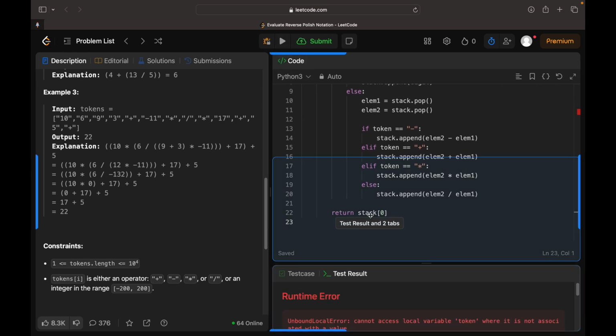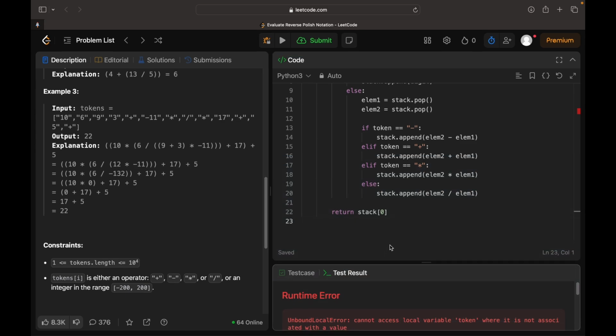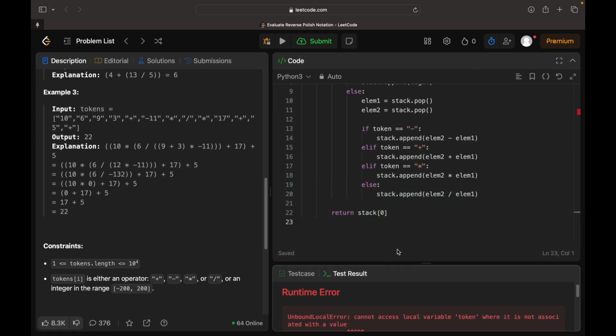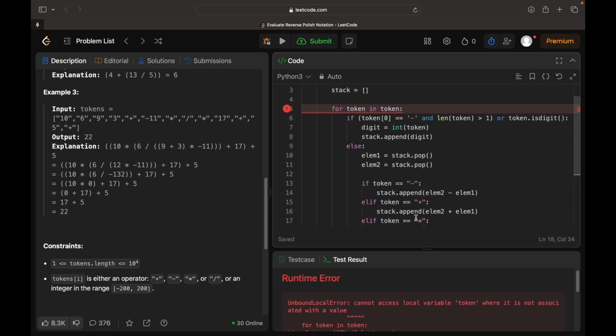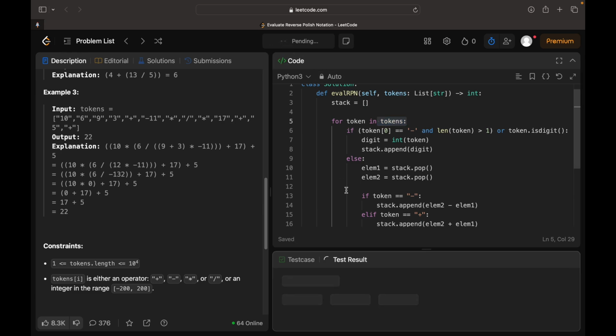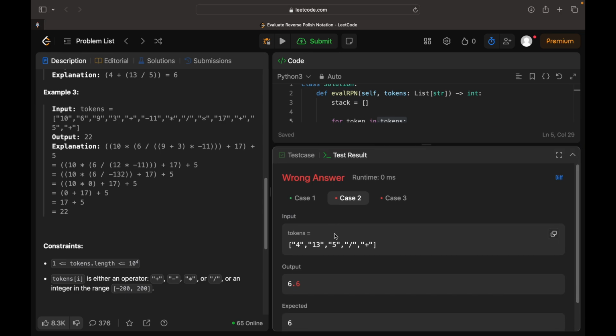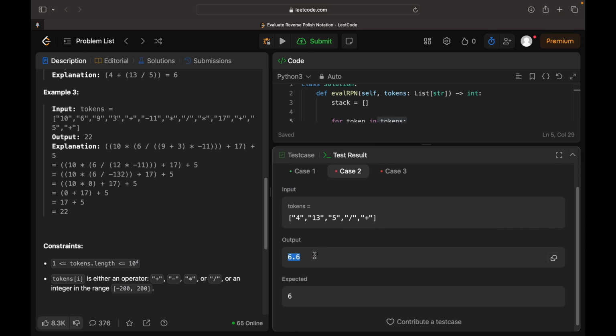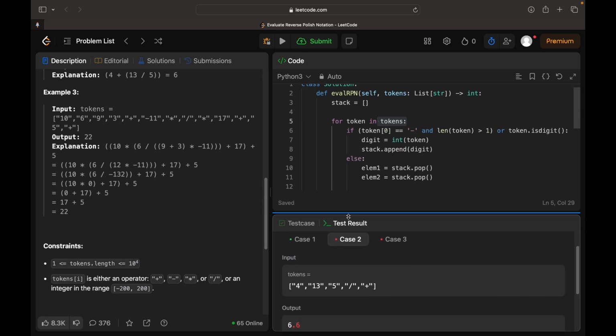And it says cannot access local variable token where it's not associated with a value. And let's see where that could be. Oh yeah, we have to do for token in tokens, not for token in token. Now let's run it. And we get a wrong answer. We get a 6.6 over here. How are we getting decimal operations?